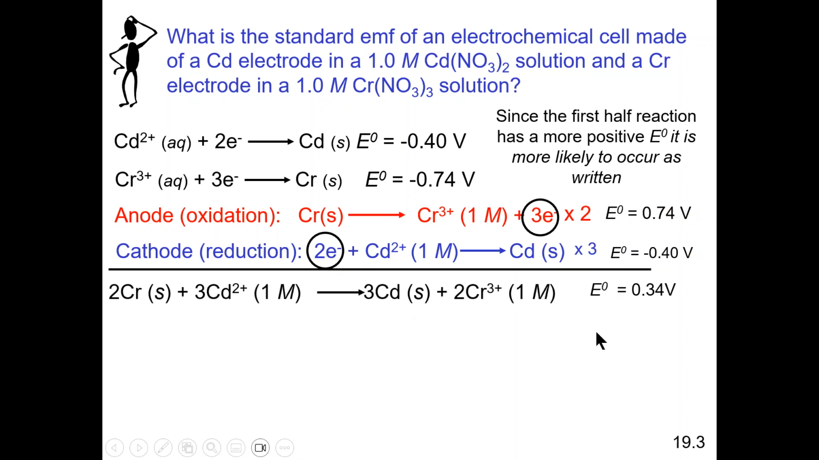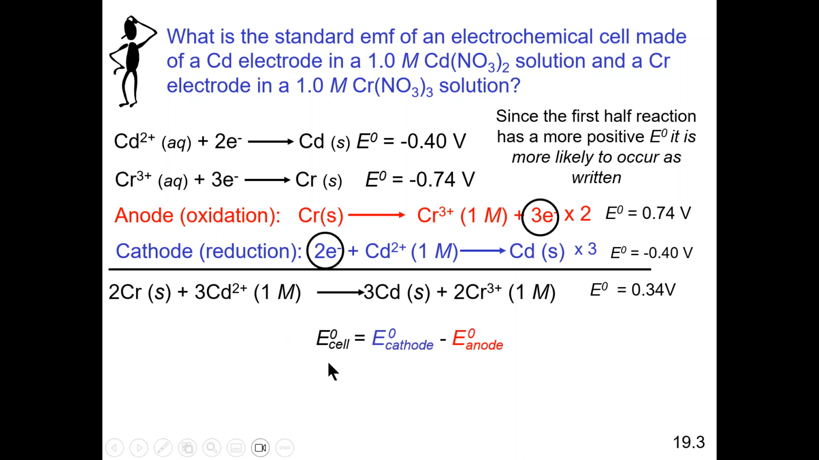Now, the EMF value will be the result of adding these two. Now remember, these numbers are not affected by multiplying these equations by their respective numbers right here. So all you have to do to get the net EMF of this overall equation would be simply adding 0.74 to minus 0.40, and the answer turns out to be 0.34 volts. And that's basically it. That's basically how you would solve this particular problem, all right?